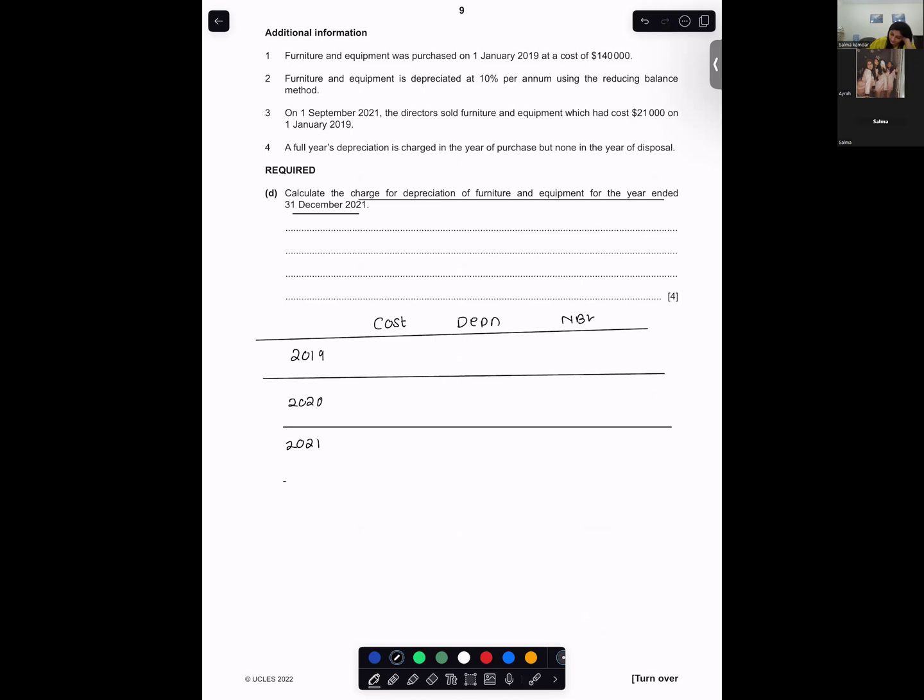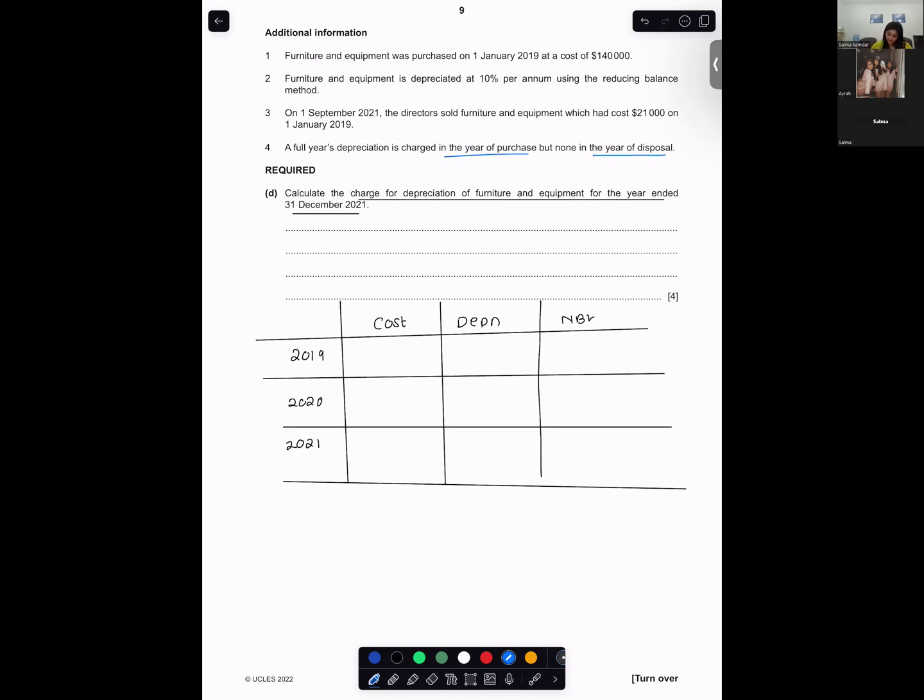Furniture and equipment was purchased on 1st January 2019 at the cost of 140,000. Furniture and equipment is depreciated at 10% per annum using the reducing balance method. On 1st September 2021, the directors sold the furniture and equipment which had cost $21,000 on 1st January 2019. A full year's depreciation is charged in the year of purchase but none in the year of disposal. We'll take it slowly.